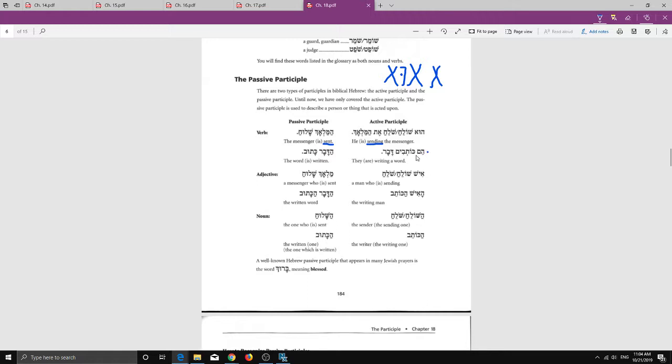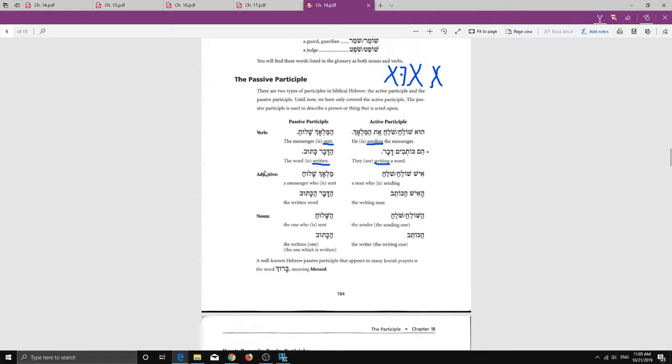Next example, Haim kotvim davar. So Haim kotvim davar. So they are writing a word. Okay? Hadavar katuv. The word is written. So here again we have our active participle and our passive. So the word is the object of the verb, this participle. So it's passive.